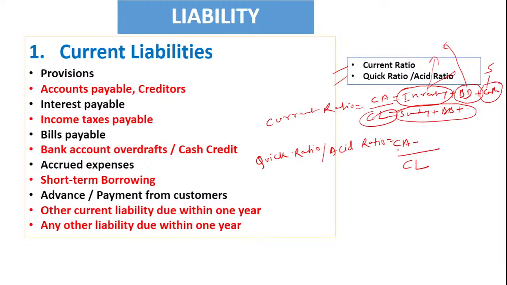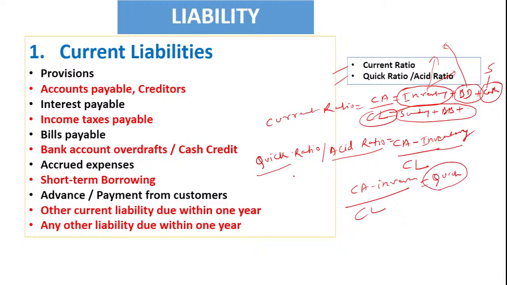So that's why when we are calculating the quick ratio or acid ratio, inventory is reduced from the total current assets. Okay, so what will happen? Current assets minus inventory divided by the current liability. Then it is called the quick ratio.